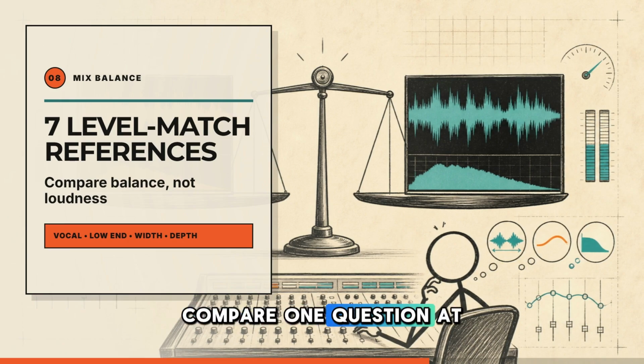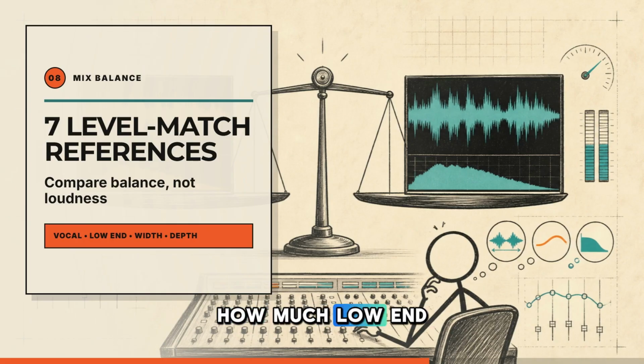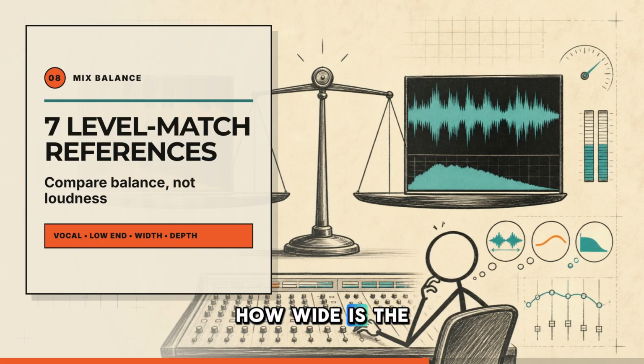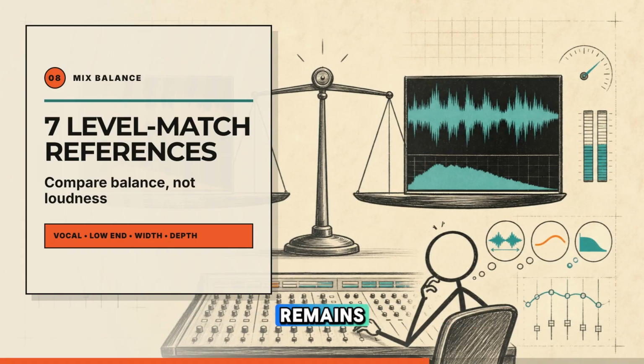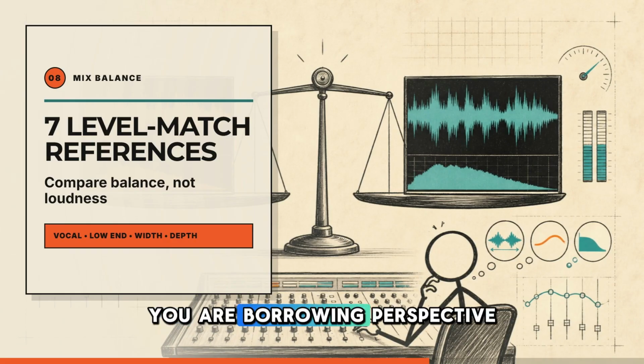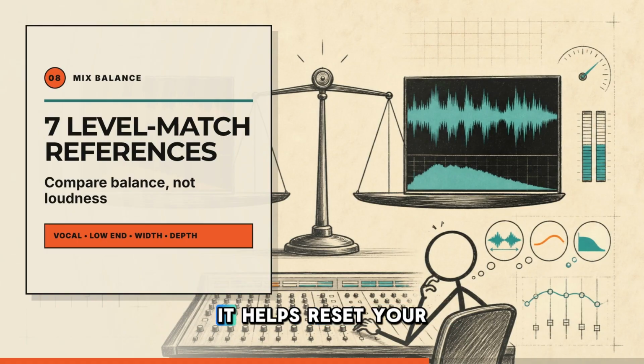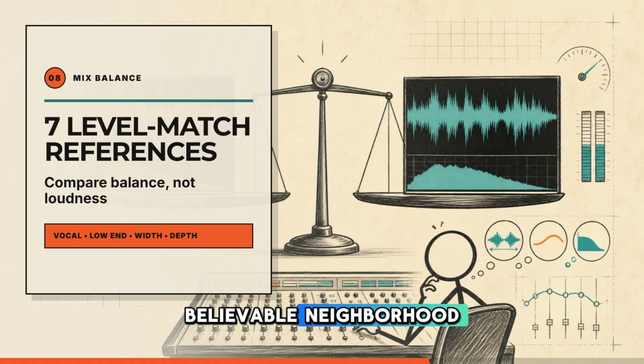Compare one question at a time. Where does the lead vocal sit? How much low-end weight is present? How bright are the cymbals? How wide is the chorus compared with the verse? How much dynamic contrast remains? The reference is not a stencil. You are borrowing perspective, not copying a frequency curve. It helps reset your ears and shows whether your mix lives in a believable neighborhood.